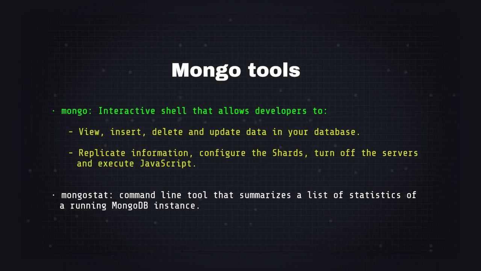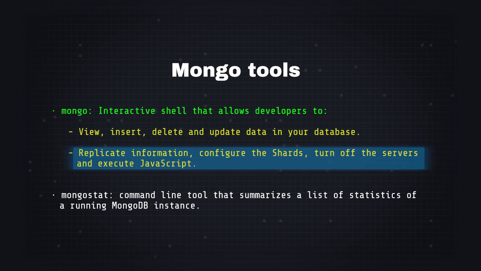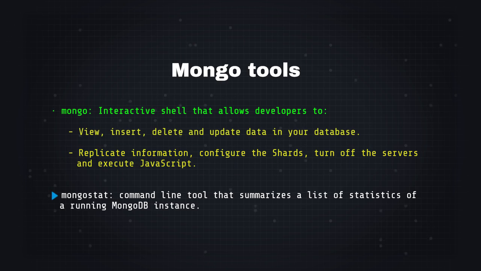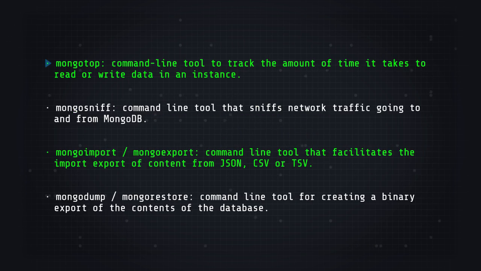MongoDB has a number of Mongo tools. Some of them are briefly explained in the following sentences. The binary Mongo is an interface that allows developers to view, insert, delete, and update data in your database. It helps also to replicate information, configure the shards, turn off the servers, and execute JavaScript. MongoStat is a command-line tool that summarizes a list of statistics of a running MongoDB instance. MongoTop is a command-line tool to track the amount of time it takes to read or write data in an instance. The MongoSniff tool sniffs network traffic going to and from MongoDB.